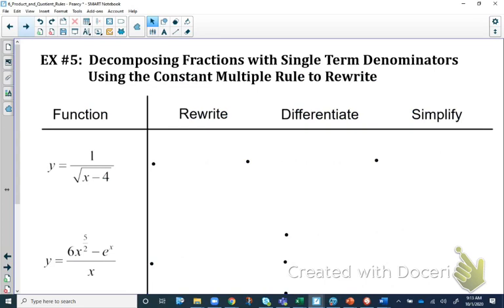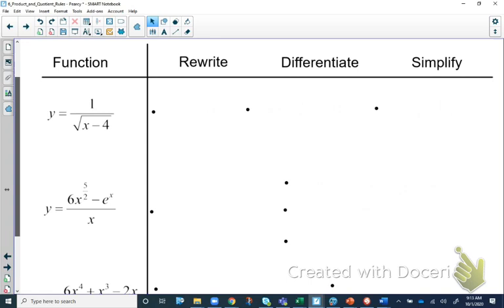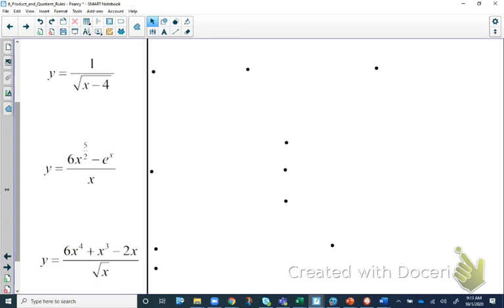Now the next bit that we're going to be looking at, these can be a little bit challenging as far as the derivatives are concerned. Here, what it's telling you is decomposing fractions with single term denominators using a constant rule. The first one that we're going to take a look at isn't going to be too bad, but I think the second and third ones, particularly the second one, can be a little challenging. But the first one is asking you to rewrite it.